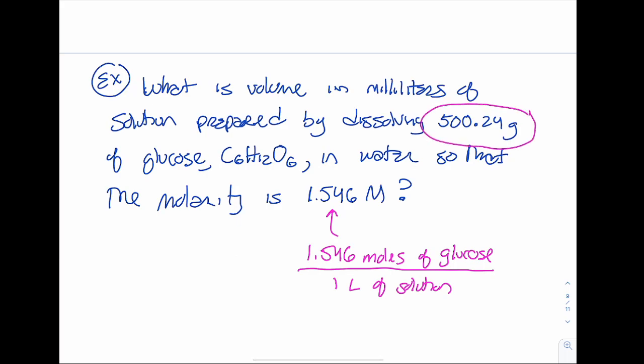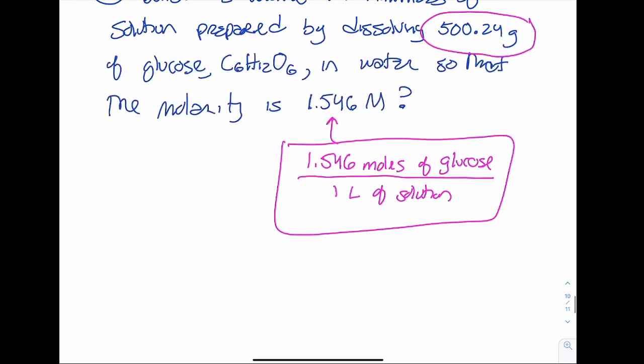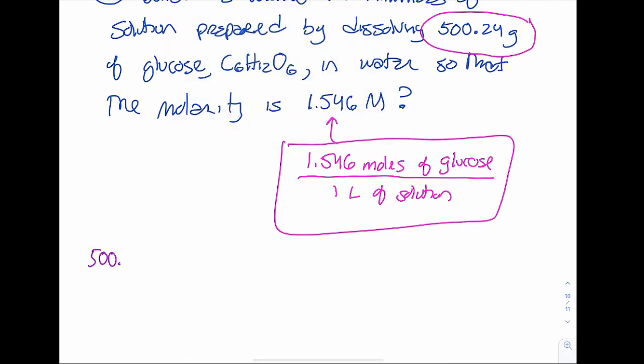We're given grams of glucose. My molarity is moles of glucose. Remember, this is just my conversion factor. We're never going to start with the conversion factor. So I'm going to start with that 500.24 grams. I am going to have to convert it to moles because, again, that molarity is moles per liter, not grams per liter. Then I can use that molarity as a conversion factor. So starting out, 500.24 grams of glucose.